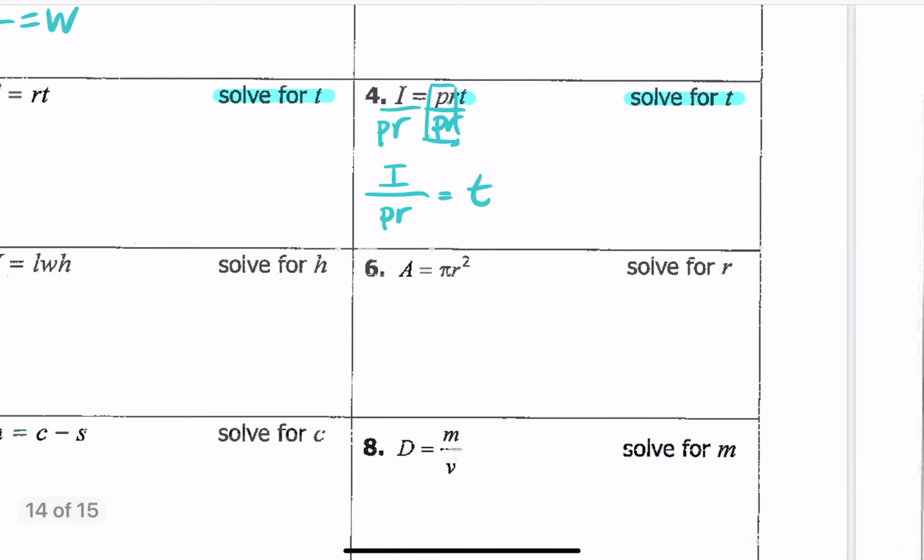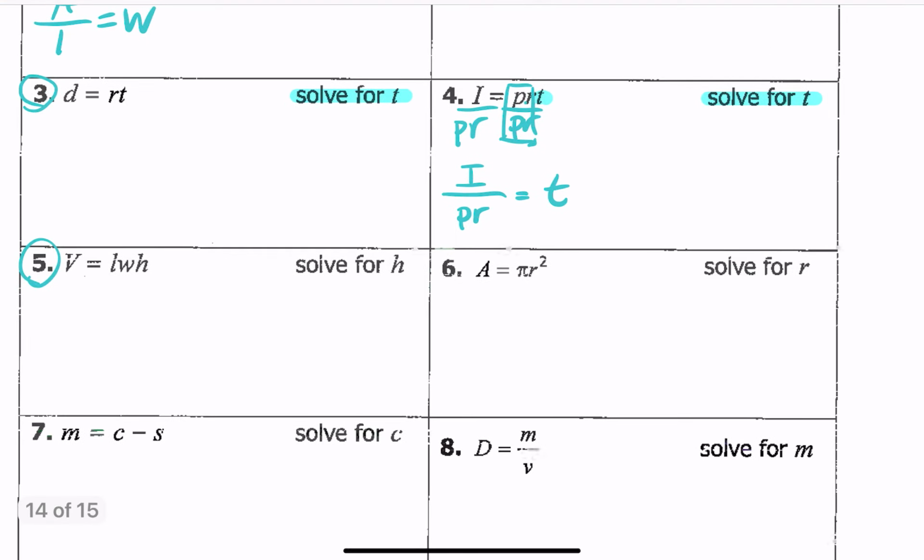Let's look at number 6. Number 6 is extra confusing because it has an exponent, right? But we're solving for r. We have to get r alone. Just r. When we're done, we have to have it be equal to r. So the first thing I'm going to do is look and say it's being multiplied by pi, so I'm going to divide by pi. The pi over pi becomes 1, so A over pi equals r squared. Well, squared, how do you undo squaring? And this is really, really important.